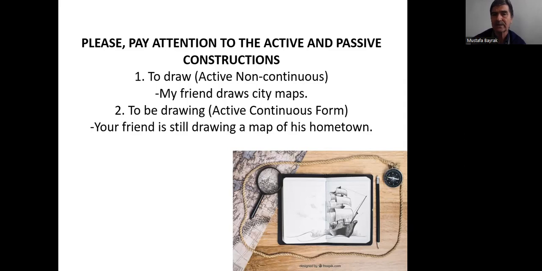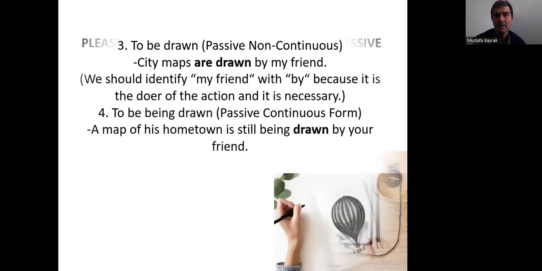There is no problem for us because we have already been familiar with that kind of active sentences, both in simple form and continuous form. Your friend is still drawing a map of his hometown. Still drawing, continuous tense. Present continuous tense.